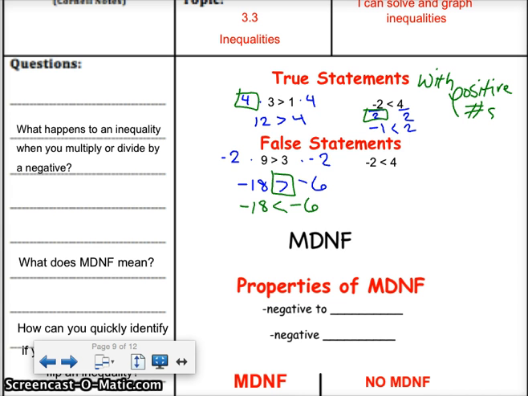I'm going to show you that it also works with negative numbers. I'm going to divide both sides by negative 2. Negative 2 divided by negative 2 is what? Positive 1 is less than. 4 divided by negative 2 is negative 2. Is this a true statement? No. So I have to turn it back into a true statement, and I have to change that inequality. I have to flip it. So it has to be 1 is greater than negative 2.